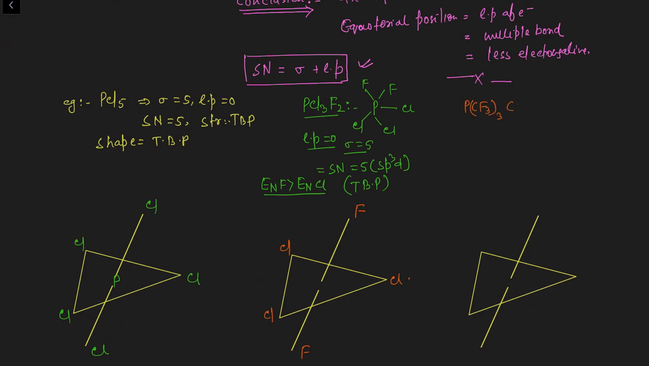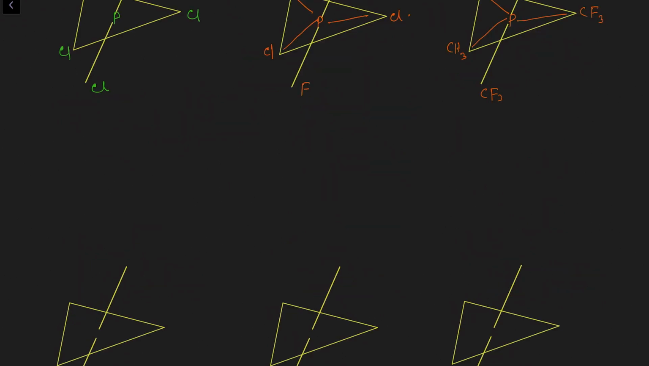Now one more example. P(CF3)3(CH3)2, right? Again here 2 bonds form with the methyl group and 3 bonds form with the CF3 group. Now check, this CF3 group is more electronegative than CH3. So what will you do? First you will occupy the axial positions with the more electronegative group, and this is CF3. After that, once axial is occupied, we can check the equatorial positions. CF3 will be here, CH3 will be here, CH3 will be here. Then again the structure of this molecule is trigonal bipyramidal. Now next example, example number 4, SF4.